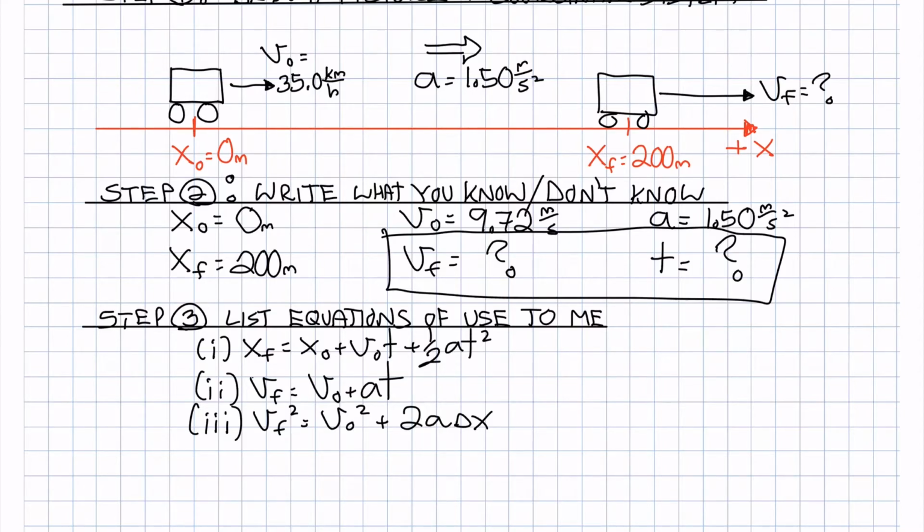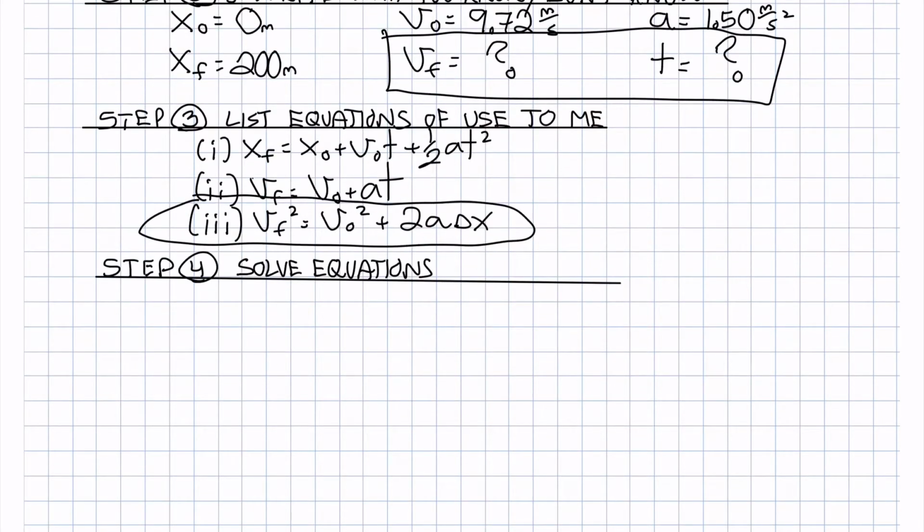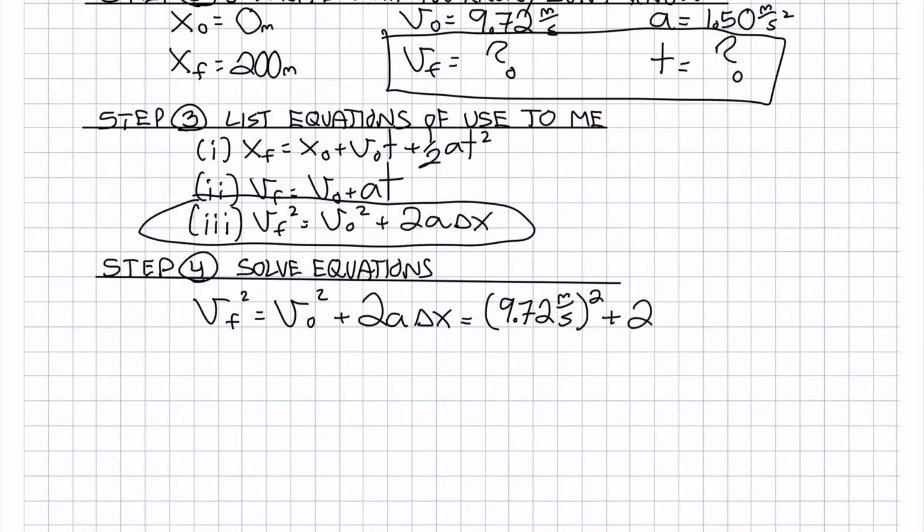So equation 3 looks like it'll probably be the best or easiest equation to use. So with this equation, I will move on to step 4. Step 4 is to solve the equations for the unknown. So we'll start with our equation. It won't require any manipulation because we are just going to try and solve for VF.